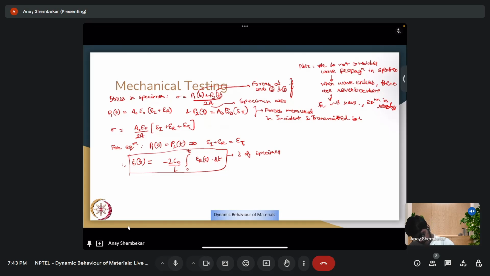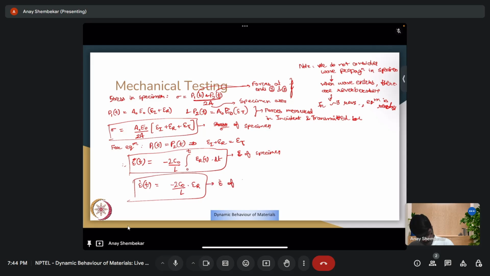This is for the stress of the specimen. And strain rate is nothing but minus 2 C naught by L epsilon R. This is the strain rate of the specimen, which means you have got sigma and epsilon dot for the specimen.